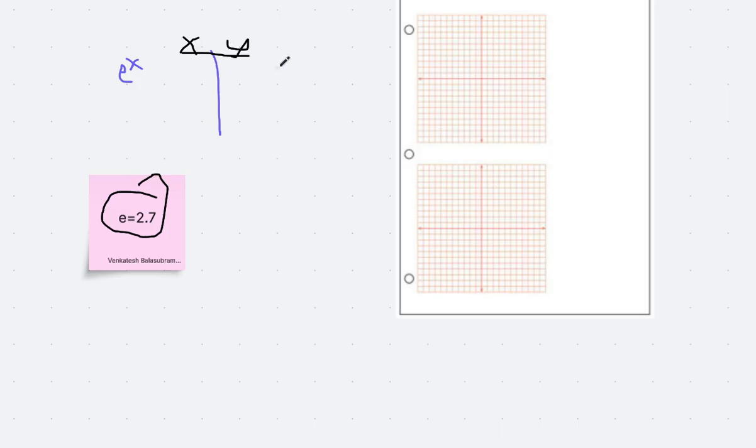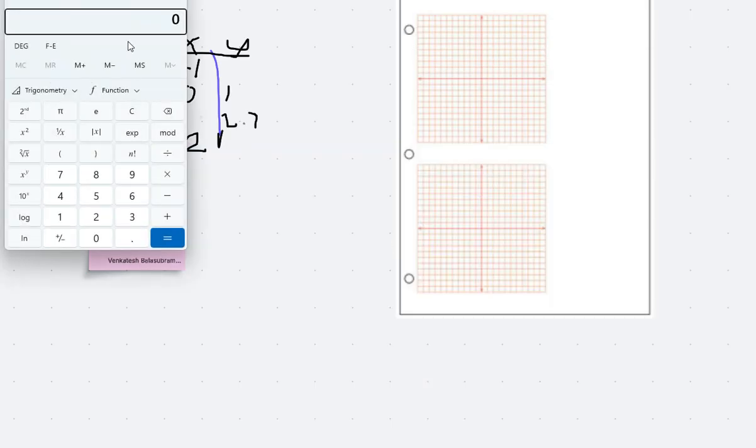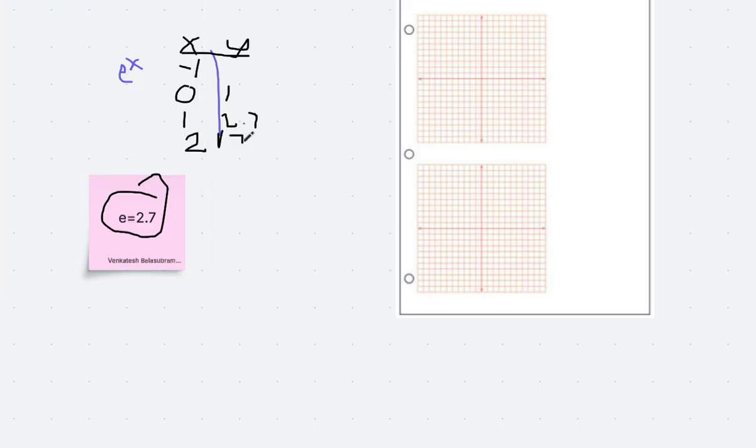For e, we have to plot several points, such as we can plot -1, we can plot 0, we can plot 1, and plot 2. Well, we already know for 0 it's going to be 1, and for 1 it's going to be 2.7. But if you want to, let's pull up the calculator real quick. What we could do is 2.7 squared, which would be 7.3.